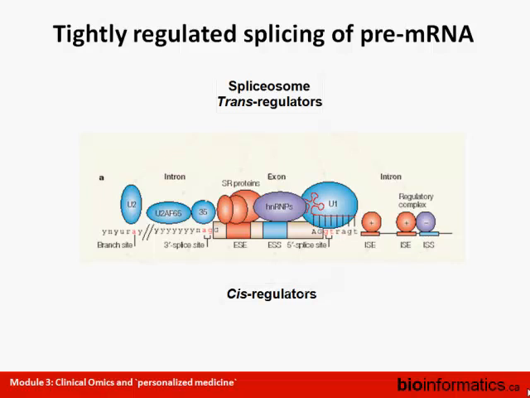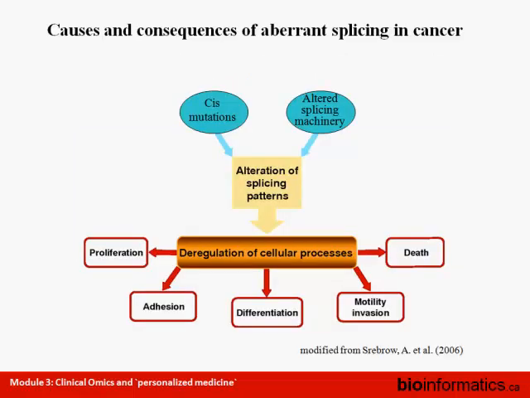So, for example, the 5' and 3' splice sites, the branch site, and then intronic splicing enhancers and silencers, and exonic splicing enhancers and silencers. So this is a very tightly and finely regulated process. And you can imagine that any aberration within either cis regulators or trans regulators can lead to the alteration of splicing patterns, and that can result in the deregulation of cellular processes, such as death, motility, invasion, differentiation, and proliferation.